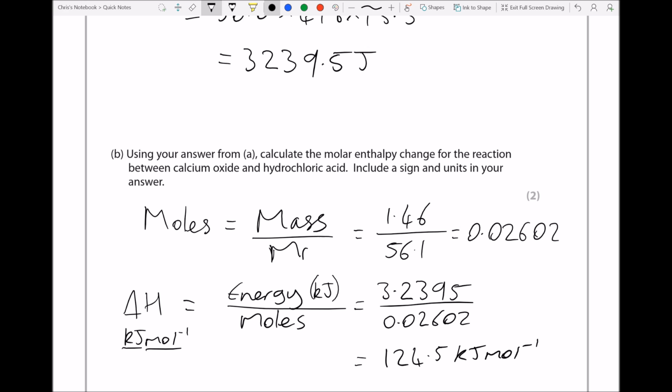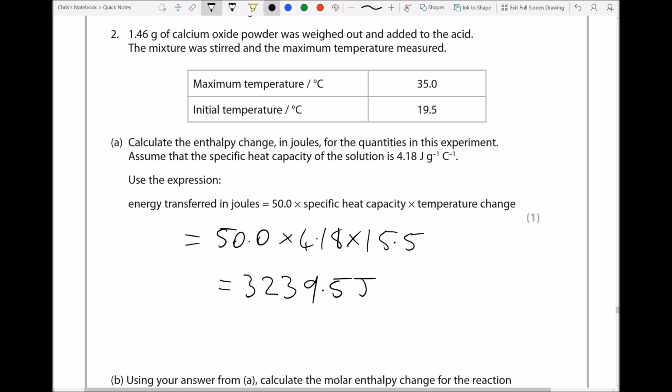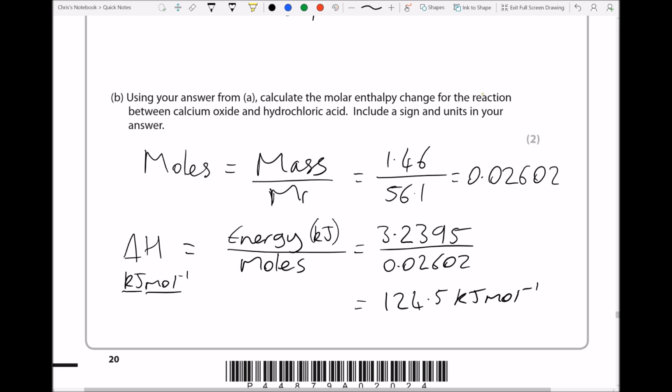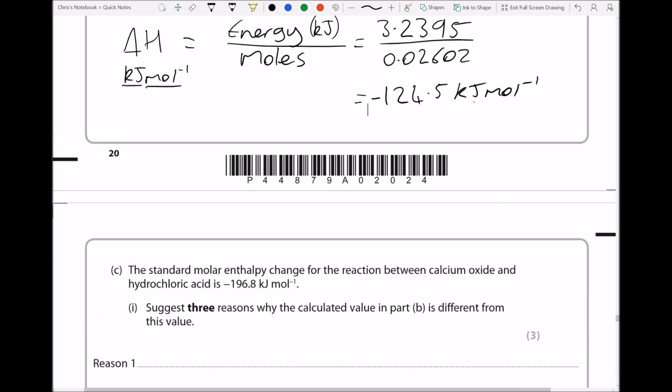Now, the most important thing with this is the sign. We need to include the sign for this. So we know the units. Now, this reaction is warming up. So we start at 19.5 and we're going to 35. So this is an exothermic reaction because we're producing heat. And all exothermic reactions have a negative sign in front of them. So make sure you put that negative sign on there. If you miss that negative sign out, you lose a mark, all for the sake of just a minus sign. So it's exothermic, gives out heat, so it's negative. So just look at the temperature change. If the temperature's going up, then it's going to be an exothermic reaction. Okay, right, on to the next question.